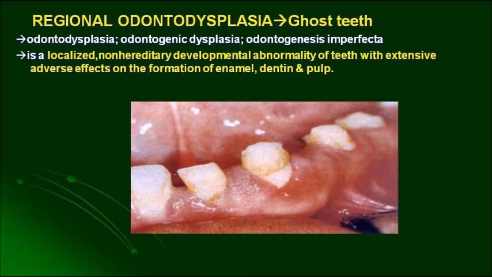In case of dentine dysplasia as well as dentinogenesis imperfecta, it is hereditary because the gene affected is dentine phosphoprotein. Here regional odontodysplasia is non-hereditary, but it is a developmental abnormality of teeth with extensive adverse effects on the formation of enamel, dentine and pulp. That point is very, very important. That is why the ghost teeth appearance. The clinical picture is shown in that figure. So in regional odontodysplasia, we can see the ghost teeth.